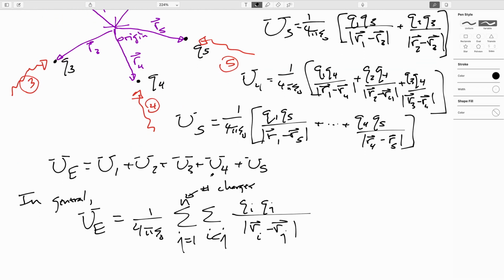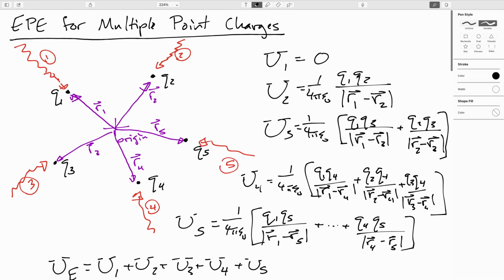Next iteration, j is now 2. So i can be anything that's less than 2. Literally the only choice left is 1. So this becomes Q1, Q2 over R1 minus R2. That was the U2 that we found right here.